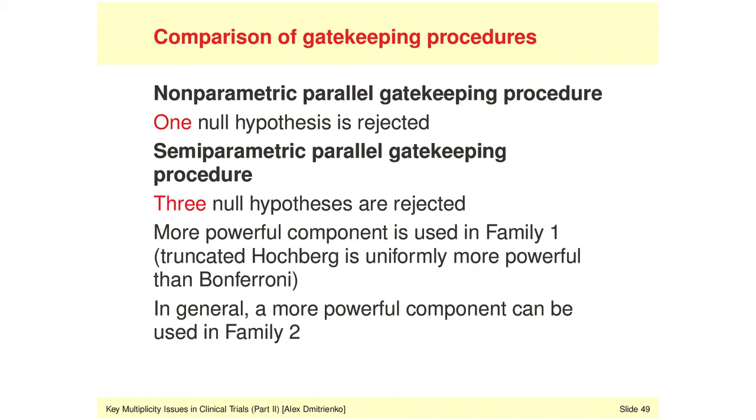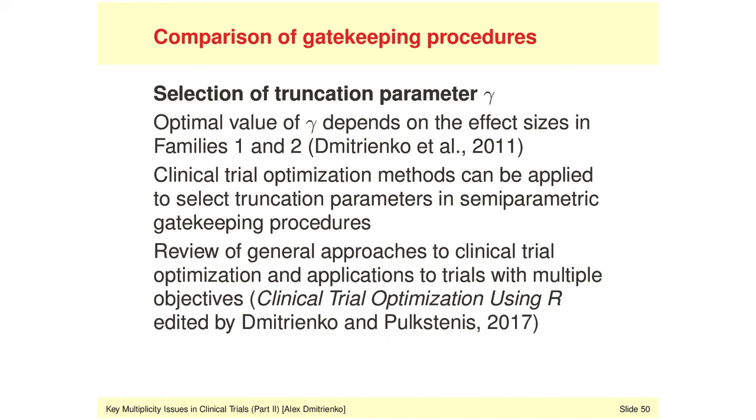And secondly, in more general settings, when there are multiple hypotheses included in the secondary family, we can also claim higher power in that secondary family, potentially in other families, simply because a more powerful component would be used in those families when the semiparametric testing approach is considered. An important point I would like to make here is related to the selection of a reasonable value for the truncation parameter gamma, which would be used in the primary family. There are several publications that have discussed the problem of identifying an optimal value of the truncation parameter, and the general conclusion is that this optimal value would be driven by the effect sizes in families 1 and 2, and it would also depend on the between-family correlation coefficient or coefficients.